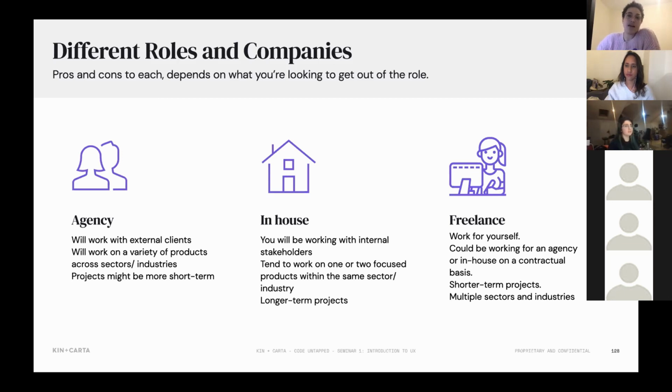And then there's in-house. So this is working directly for a product company, such as Facebook or the BBC. And you'll be working with internal stakeholders. You'll tend to work on 1 or 2 focused projects within the same sector or industry. And they tend to be longer term projects. And then there's freelance as well. So you'll be working for yourself, and you could be working for an agency or in-house on a contractual basis. They tend to be shorter term projects, although you can get long ones as well. And they tend to touch on multiple sectors and industries.